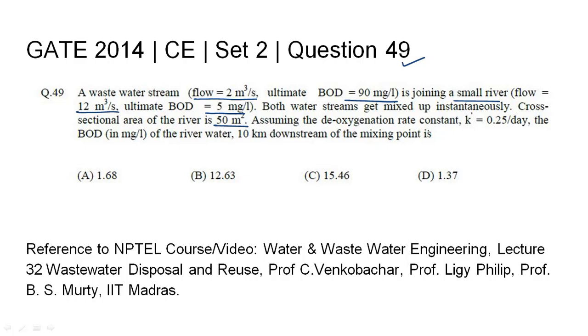Assuming the deoxygenation rate constant K as 0.25 per day, the BOD in milligram per liter of the river water 10 km downstream of the mixing point is. The relevant NPTEL reference has been mentioned along with the 4 options.